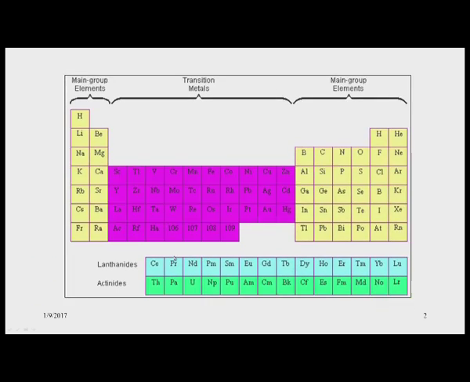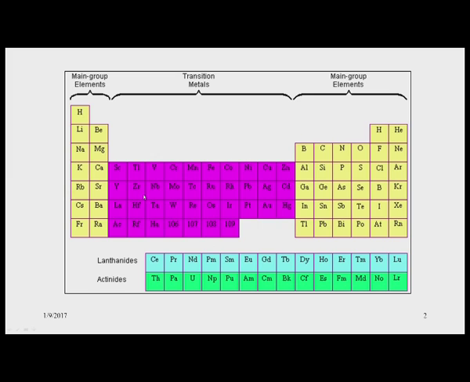What we see in the long form of the periodic table is that the pink color tells us these are the transition metals, scandium to gold. On the left hand side we have the s block elements, and on the right hand side the p block elements, and then the group which is inert, which we also know.